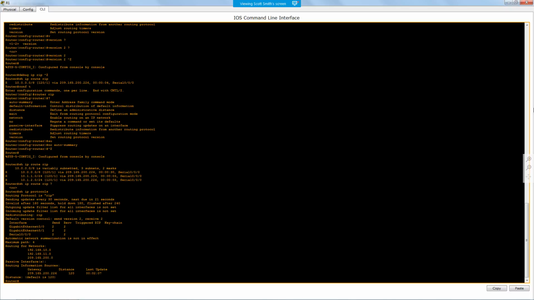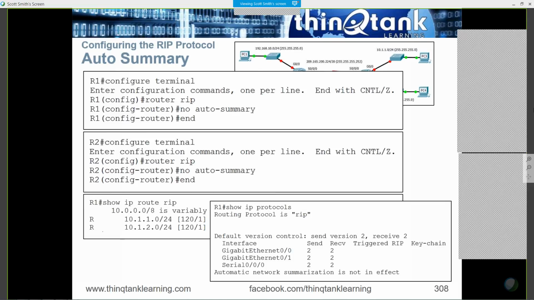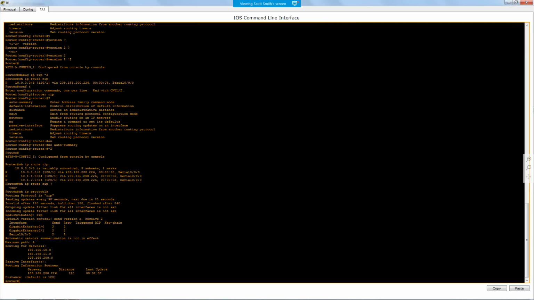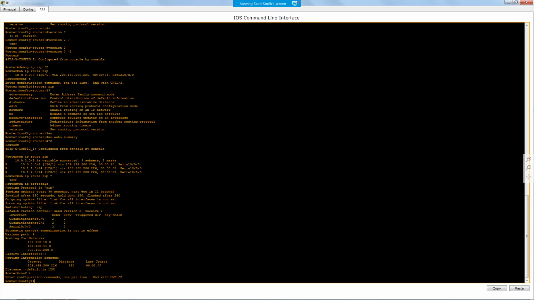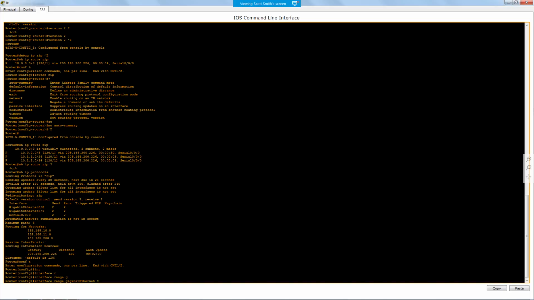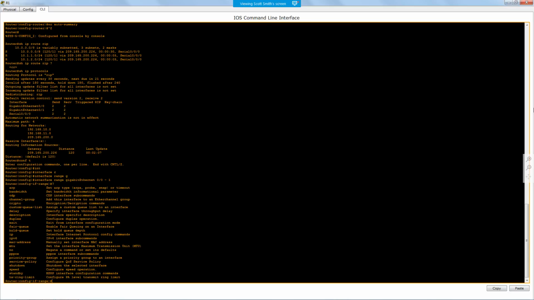How about this? Passive interface. You guys are tested heavily on passive interface on the second exam. Several questions about passive interface. If you consider what's happening with RIP, based on how we've implemented RIP in the past, RIP is sending out updates on the Gig 0/0 and Gig 0/1 interfaces every 30 seconds. But there's nobody on the Gig 0/0 interface that needs to see that RIP information. There's nobody on the Gig 0/1 interface that needs to see that RIP information. So we're wasting resources on those networks.